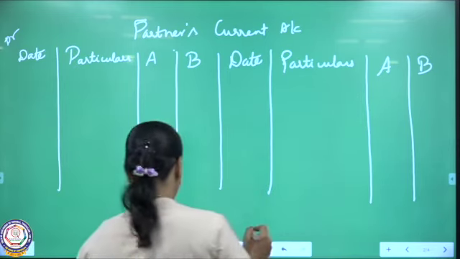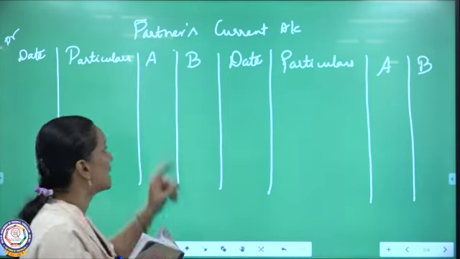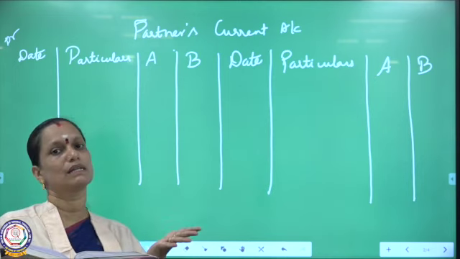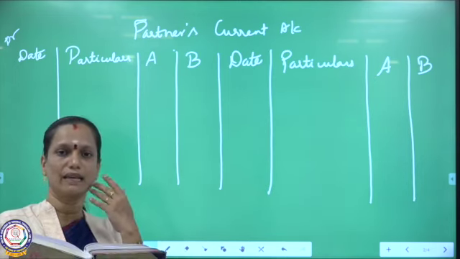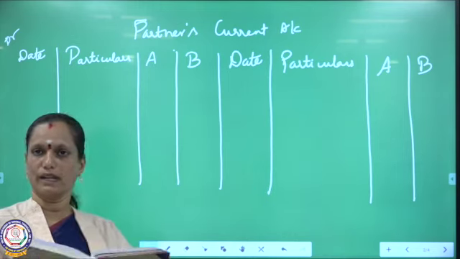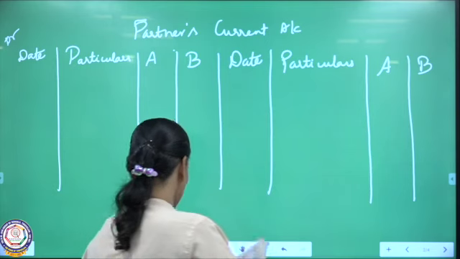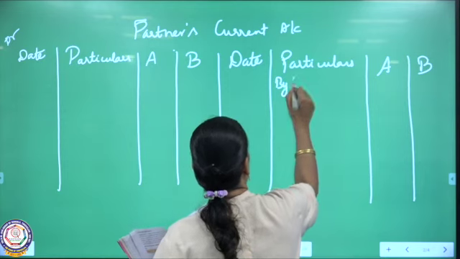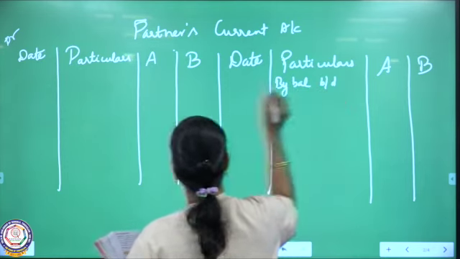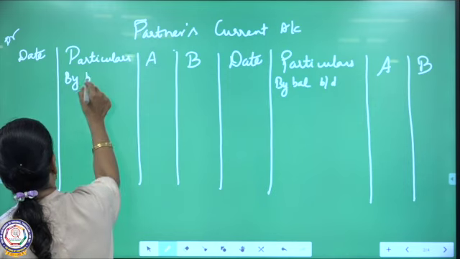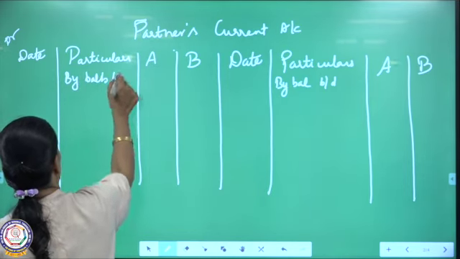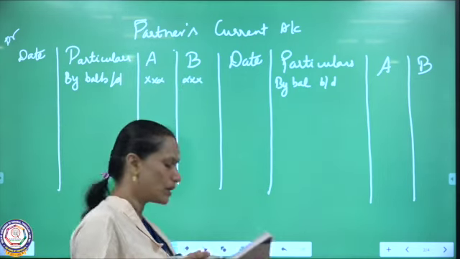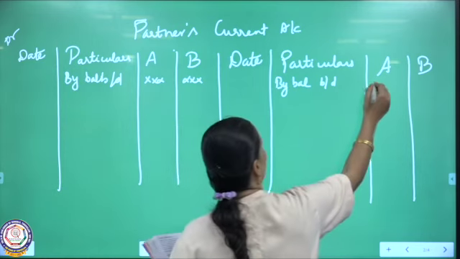So, first what we should do? Sometimes the partner's current account opening balance may be on the debit side, sometimes on the credit side, that will be given in the question itself. So, no problem at all in this. So, by balance brought down, here also by balance brought down. Sometimes it may be a debit balance, sometimes a credit balance. And then interest on capital.